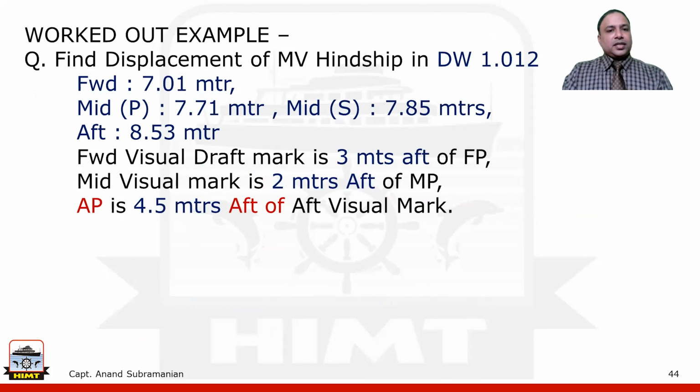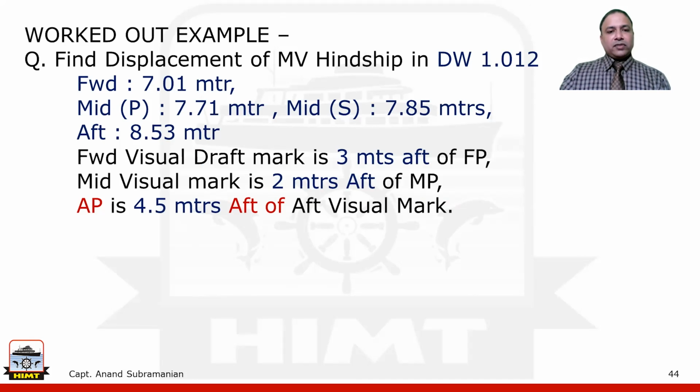Now let us work this whole thing out using an example. In this example, we are going to take the values from MV Hinship, the stability particulars you are going to use in your examinations also. We have to find the displacement of MV Hinship in a dock water density of 1.012, where the given drafts are: forward 7.01 meters, midship port side 7.71, midship starboard side 7.85, and aft 8.53 meters. These are all visual draft marks.